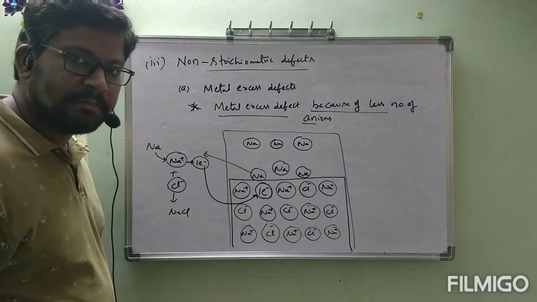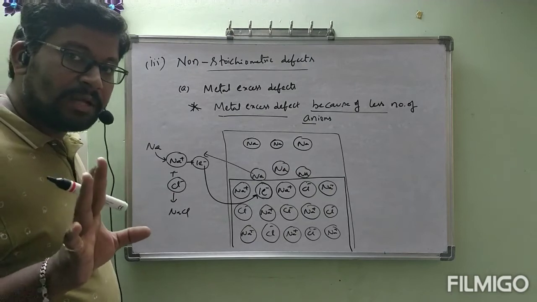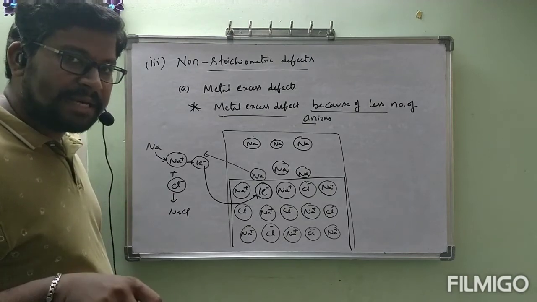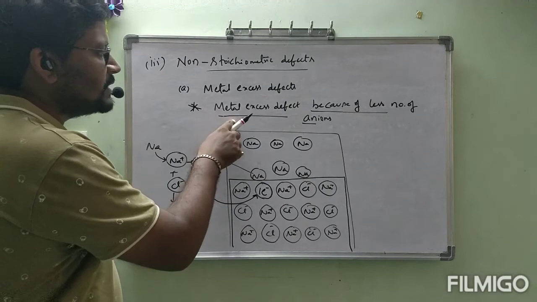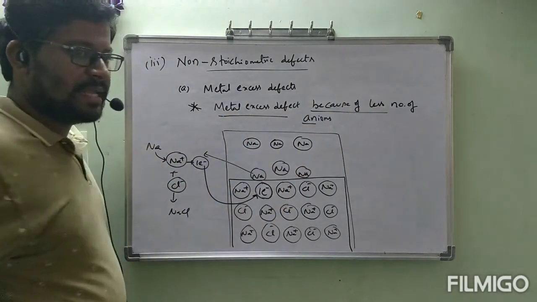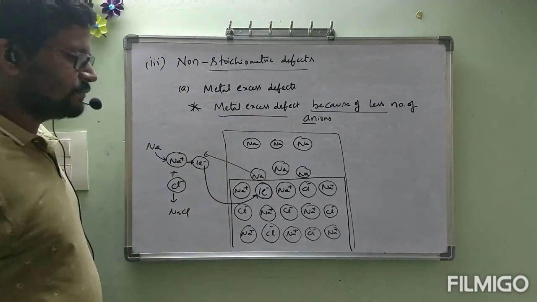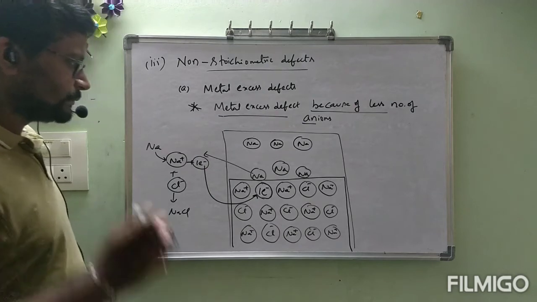Previously Cl minus, minus 1 charge. Now one electron, minus 1 charge. Same. But what happened to the metal number? The number of metal ions is in excess. Metal excess defect because of a smaller number of anions. This is the first type.